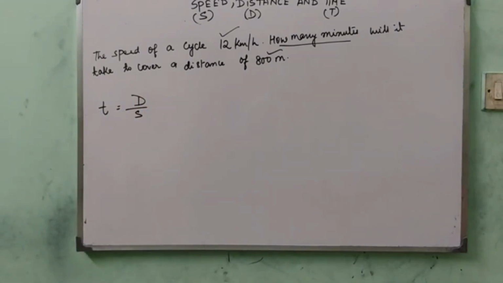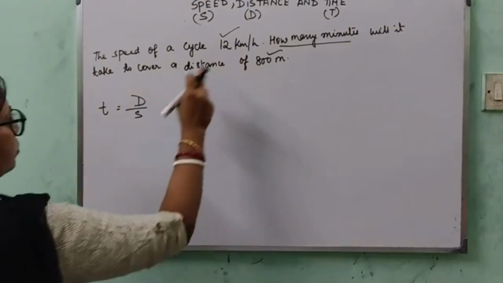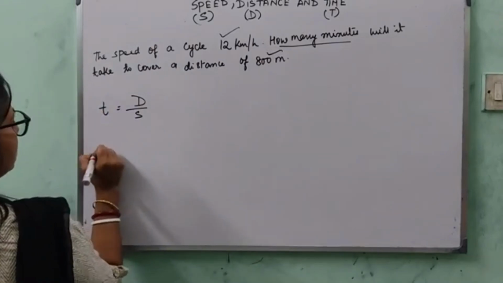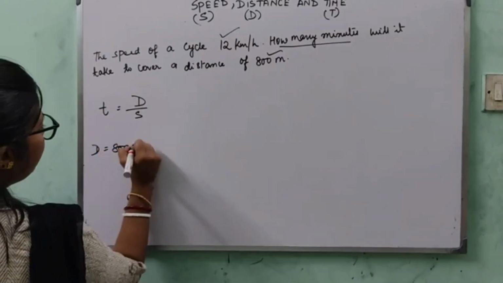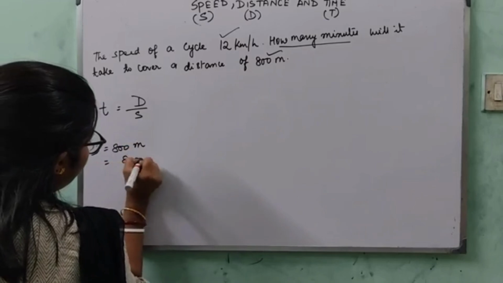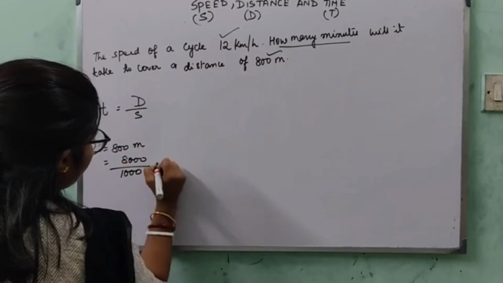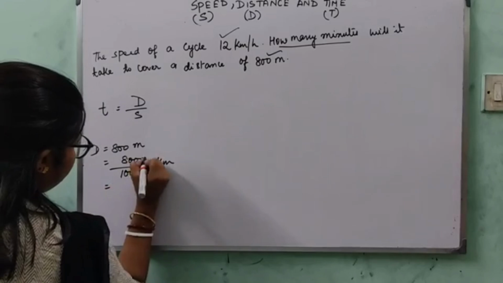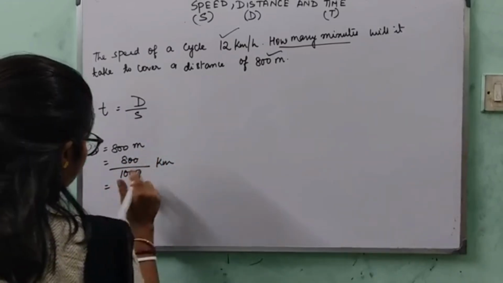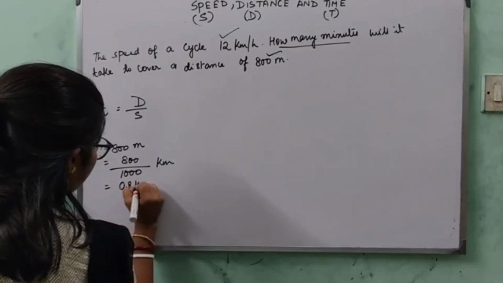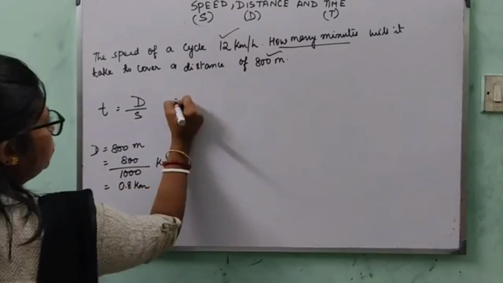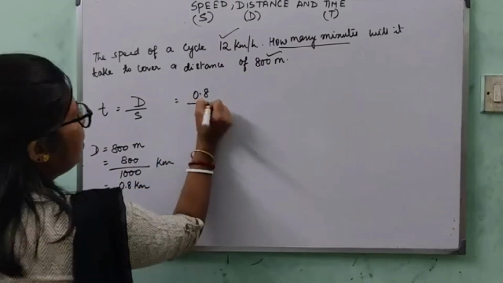Again, there is a difference of the units over here. Speed is in kilometer per hour, time is to be found out in minutes, and the distance is in meters. So what I can do is, this distance, that is 800 meters, I can write it as 800 by 1000 kilometers, that is 0.8 kilometers.